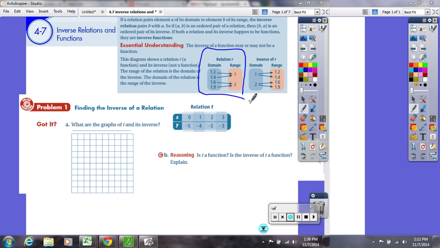That corresponds with the 0, negative 4 with the 1, 2 with the negative 3, 3 with the negative 3. Is this relation a function? Does anybody remember what the definition of function meant?